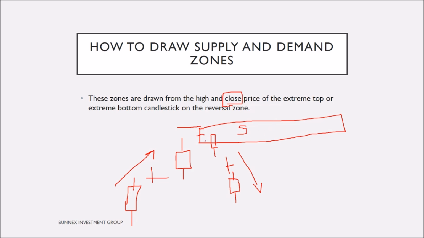Same applies with drawing the demand zone. You have to look for the extreme bottom candlestick on the reversal zone to draw your zone from the highest price and the lowest price of that candlestick.